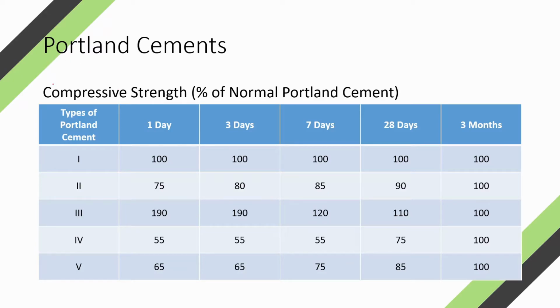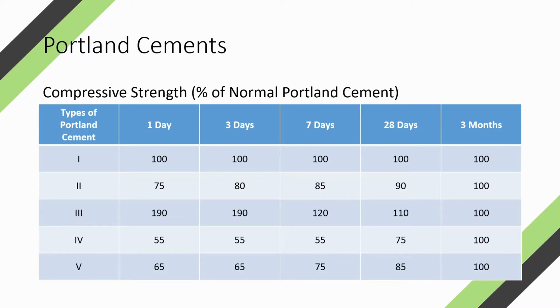So, for type 2, pinaka nagagamit kasi sa atin dito is usually itong type 2. Ito yung usual na ginagamit natin dito. So, type 2, it is used in structures of considerable mass such as abutments and piers and retaining walls. It's used also minimizes temperature rise when concrete is placed in warm weather. So, usually, type 2 yung nagagamit.